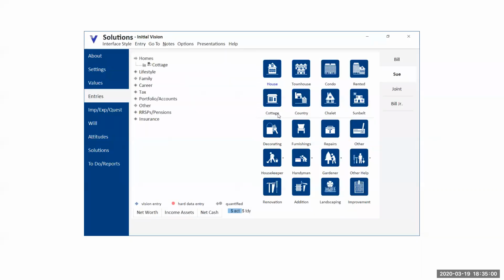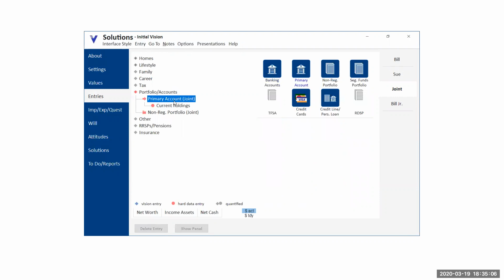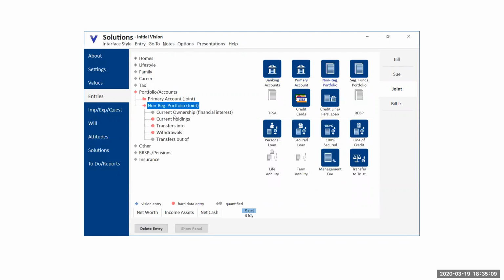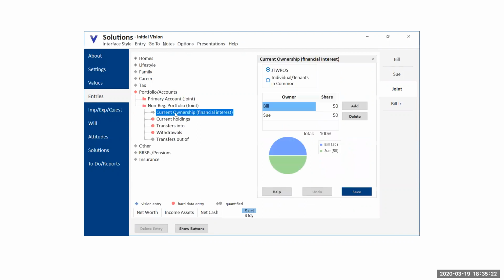So let's go to entries, the joint portfolio, and we can see now there's a joint primary account and a joint non-registered portfolio. Similar to the individual non-registered portfolios, any excess cash is now going to go into the joint non-reg portfolio. I want you to notice that current ownership has in brackets financial interest. So there is a difference between the legal ownership, let's say joint tenant with right of survivorship on a 50-50 basis, and the financial interest.